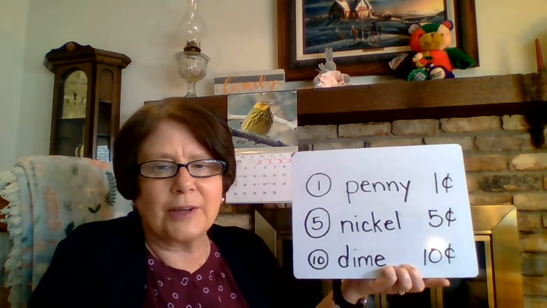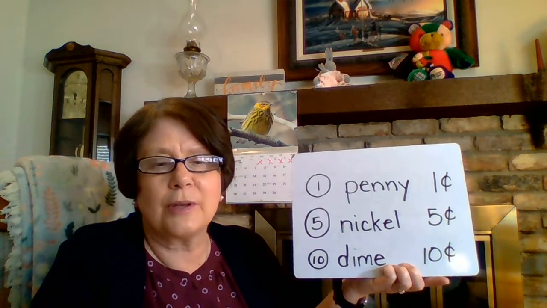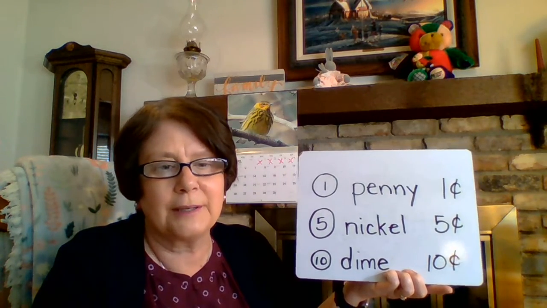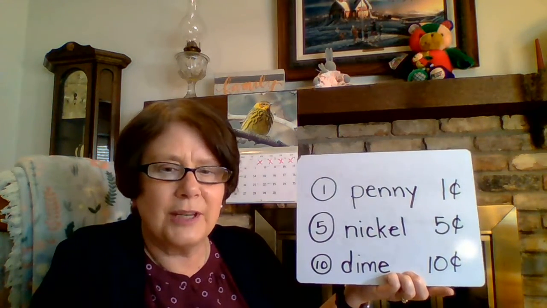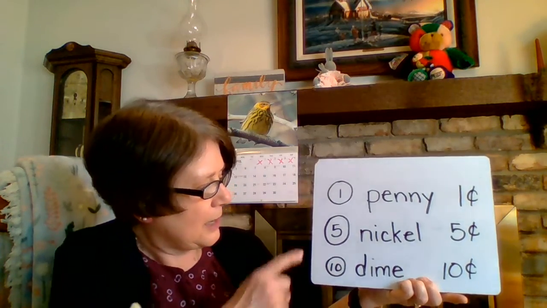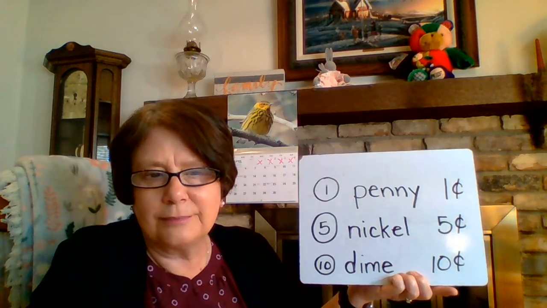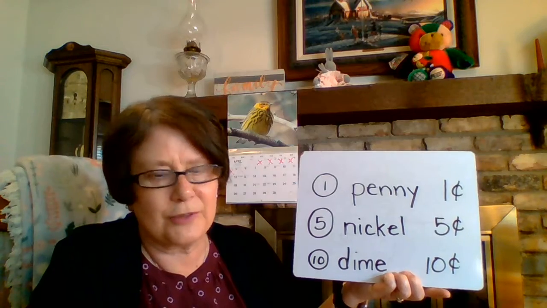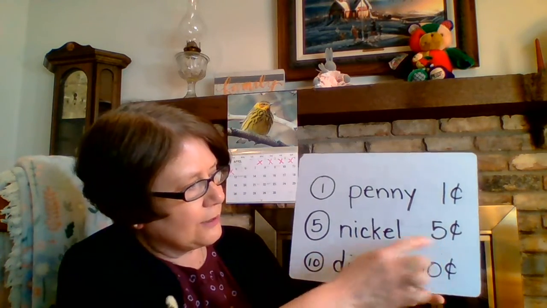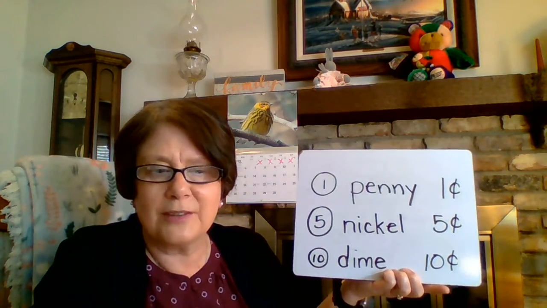So the first one's kind of a copper colored, and it has a picture of Lincoln on it, Abraham Lincoln, and that's a penny. A penny is worth 1 cent. That C with a line in it stands for cents or cent. Then we have the nickel, and the nickel is President Jefferson, Thomas Jefferson. Here's the word nickel, and that is worth 5 cents.